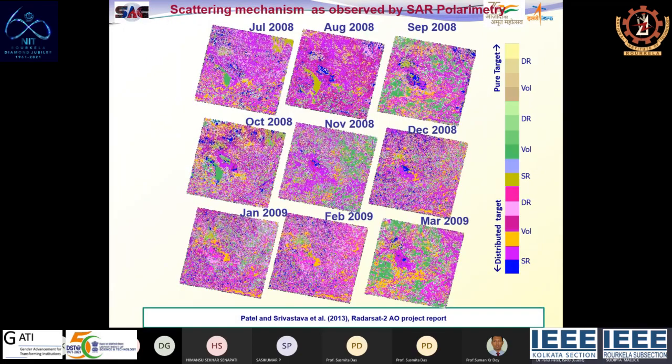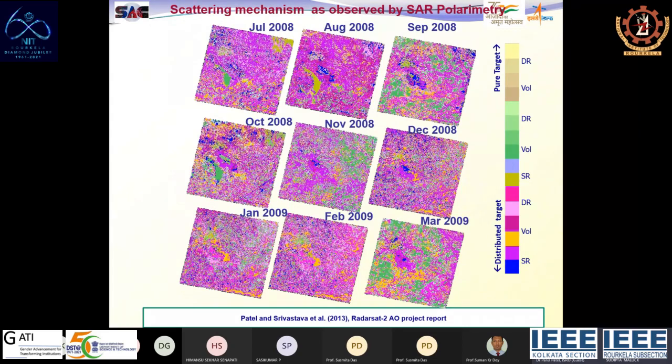Yes, Yamaguchi. So this is the scattering mechanism that I was trying to show, which you can get from an image. This is a 50 kilometer by 50 kilometer area over Bharatpur, where Keoladeo Sanctuary is situated in the center of the image, and you can extract the scattering mechanisms. You can actually map whether you have a double bounce, or double reflection, or a volume scattering. When you illuminate the target with microwaves, what kind of interaction has taken place, and whether it was a pure target or a distributed target.